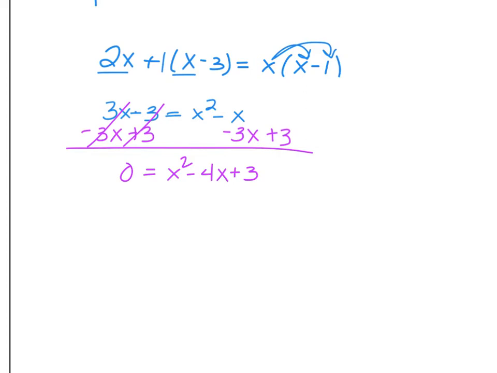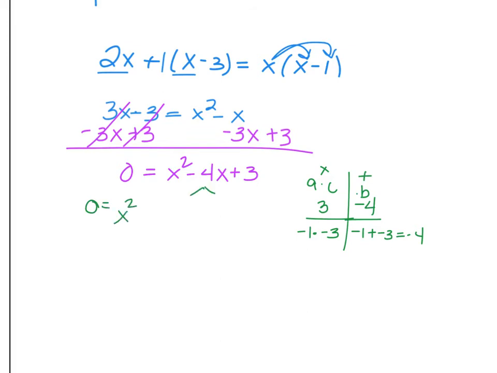So a times c, since there are 3 terms, so I have 1 times 3 makes a 3. I need to multiply to a 3 and add to b, which is a negative 4. Well, the only way we're going to do that is negative 1 times negative 3. So this one will work with your shortcut, but let's go ahead and review how to factor by grouping. We're going to split apart this b. So we got x squared minus 1x minus 3x plus 3.